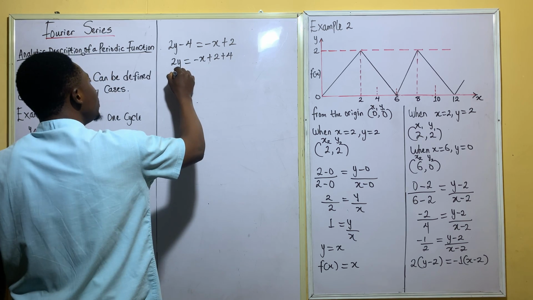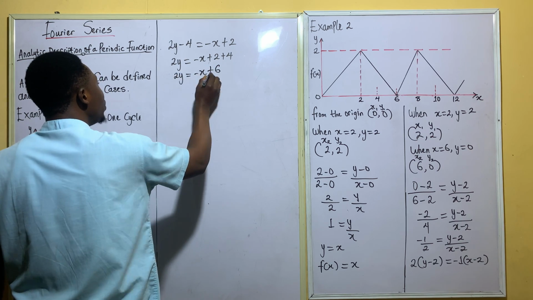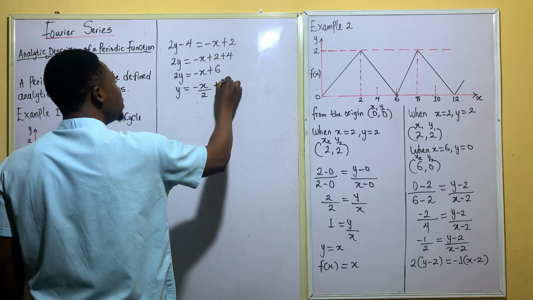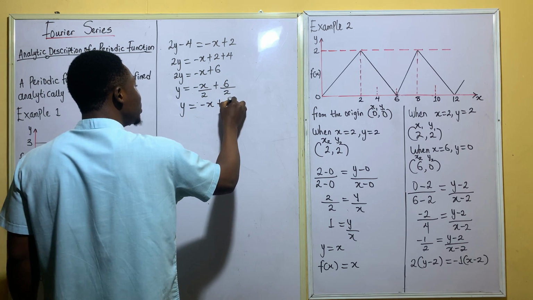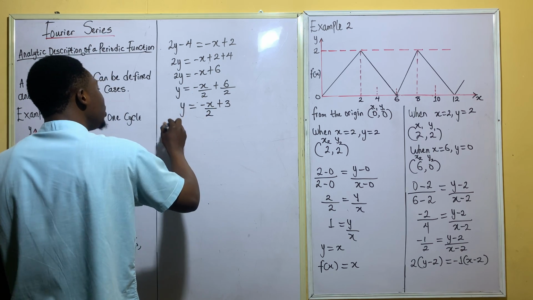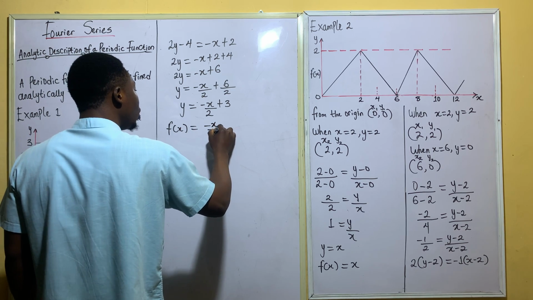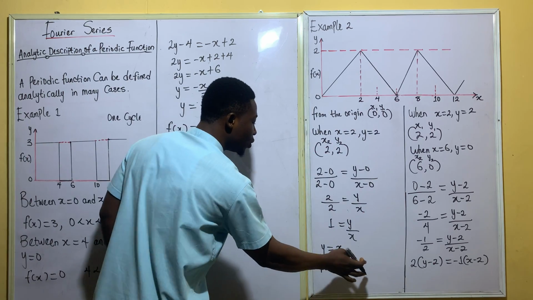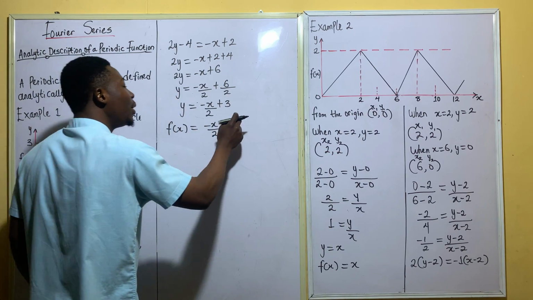So this gives us 2y is equal to minus x plus 6. Now we divide through by 2. We're going to have y is equal to minus x divided by 2 plus 6 divided by 2. And then this gives us y is equal to minus x over 2 plus 3, since 6 divided by 2 is 3. And don't forget your over 2 here. So it also means that f of x is equal to minus x over 2 plus 3. So between 0 and 2, our f of x is equal to x. And between 2 and 6, our f of x is equal to minus x over 2 plus 3.